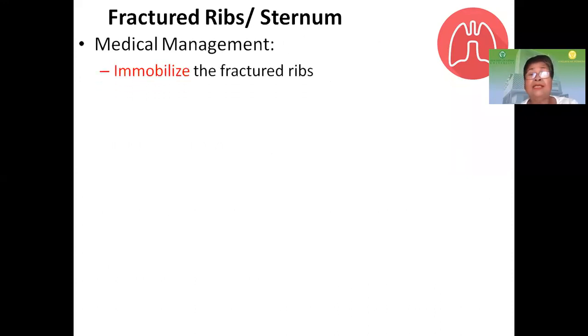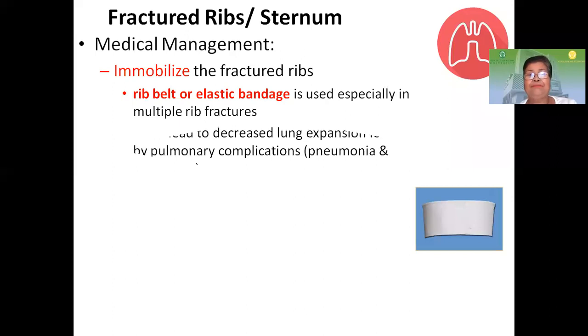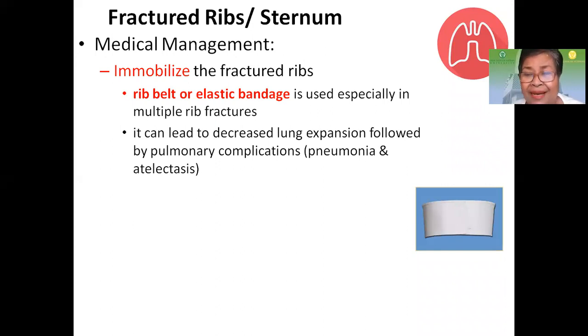So the medical management is directed towards stabilizing the ribs, immobilizing the fractured ribs by the use of a rib belt. Ayan, gagamit ng rib belt or elastic bandage, no? Used especially in multiple rib fracture. Kung hindi natin magawa yun, it can lead to decreased lung expansion, there'll be atelectasis, no? And later on, magkakaroon din tayo ng pulmonary complications, not only atelectasis, but also pneumonia. Okay.